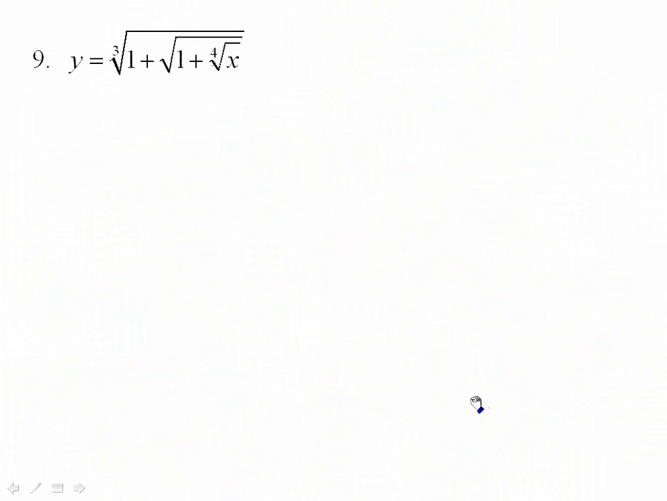Now the next question, number 9, is one that will push you a little bit. It's not really combining rules because it's just the chain rule, but you will have to do the chain rule several times. So first, make sure that you get this one set up properly. This is the cube root, so to the 1/3 of 1 plus, and then another bracket, 1 plus x to the 1/4 all to the 1/2. So first, make sure that you get it set up properly in exponential form.